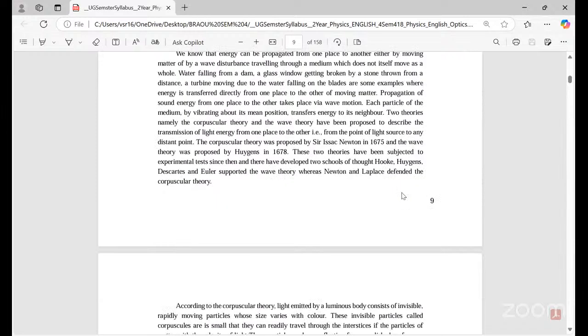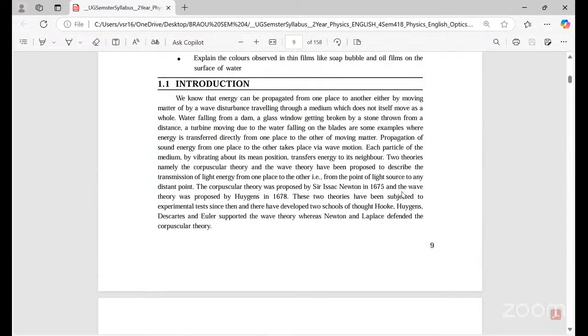Here the light energy propagates from one place to another either by moving matter, matter meaning something which has mass, or by wave disturbance. Wave disturbance means something is hitting. If a pond is at rest, a pond being full of water, water meaning H2O molecules, then those molecules are at rest.